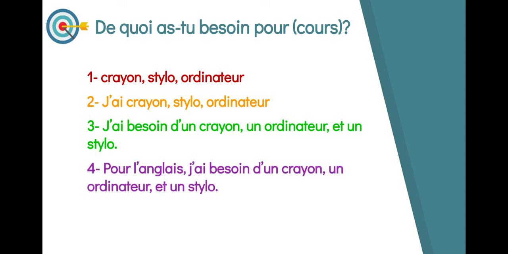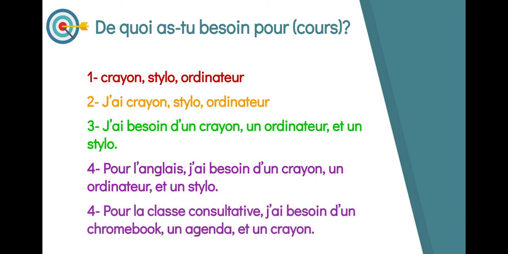To get a 4, super easy, you're just going to tell me what class you need it specifically for. So, pour l'anglais, j'ai besoin d'un crayon, un ordinateur et un stylo. Or, pour la classe consultative, j'ai besoin d'un Chromebook, un agenda et un crayon.